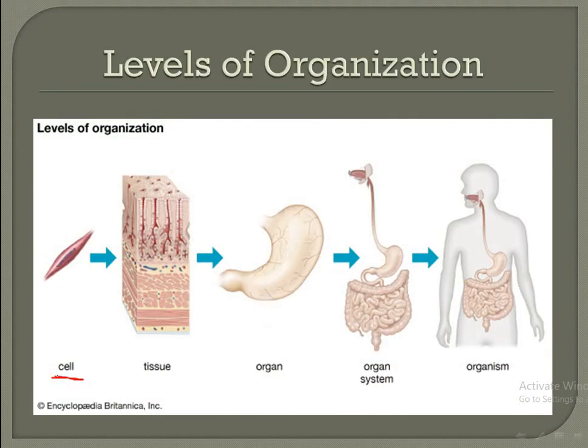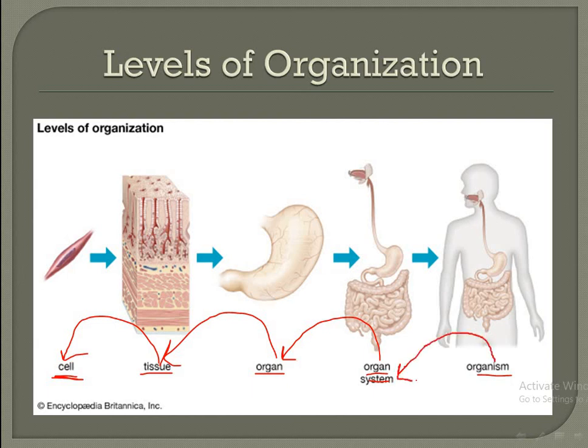So we start with the cell, then the tissue, then the organ, then the organ system, then the organism. The tissue is made from a group of cells, the organ is made from a group of tissues working together, the organ system is made from a group of organs working together, and the organism is made from a group of organ systems that work together.